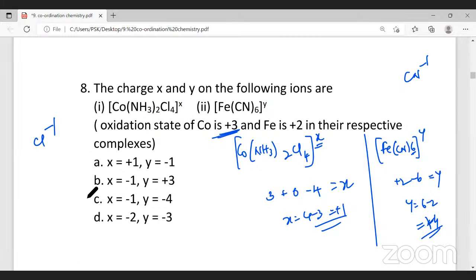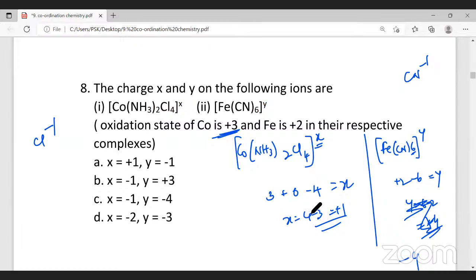So the answer for this will be, so Y will be -1? No, here it should be what? Oh, is there a mistake I made? Yes, sir. It's -4. Why is it -4? Because minus 6 plus 2, oh, minus 6 plus 4. See, I made a mistake. This is minus 4. That's fine.